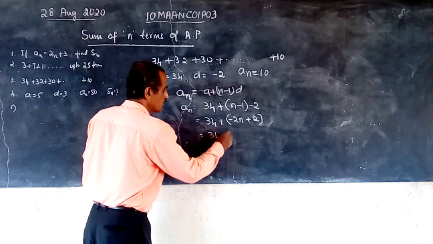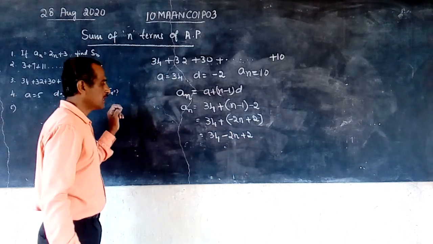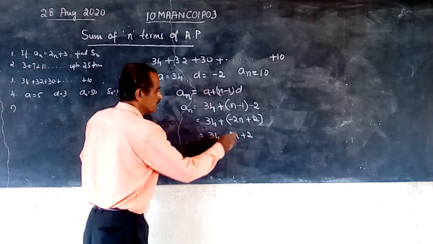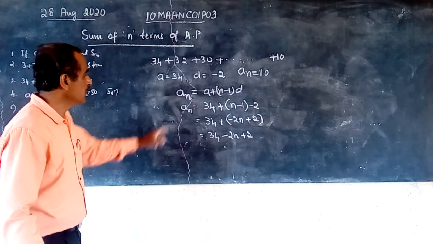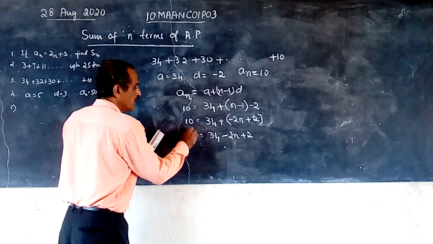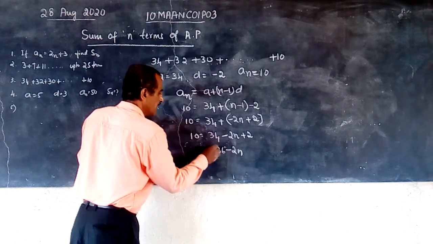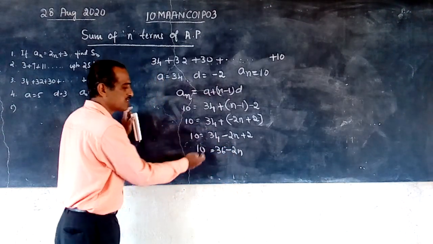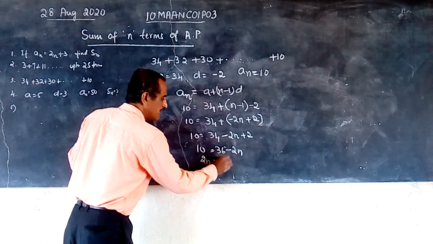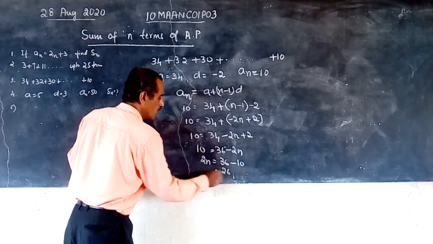Correct? So if you open the bracket, it becomes 34 minus 2n plus 2. So 34 plus 2 is how much? 36. Minus 2n is equal to an, which is given as 10. So 36 minus 2n is equal to 10. It is better to carry 2n to this side to make it positive. Carry this 10 also to the other side, it becomes minus 10. So 2n is equal to 26.